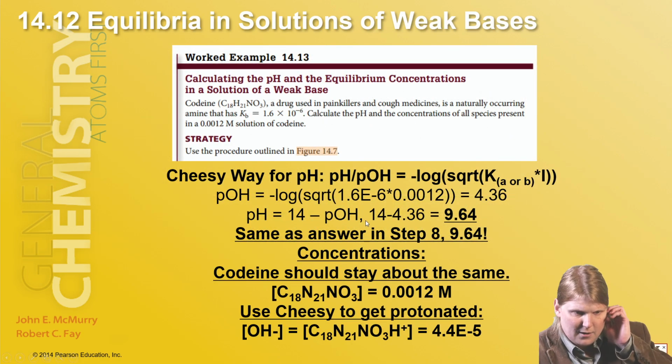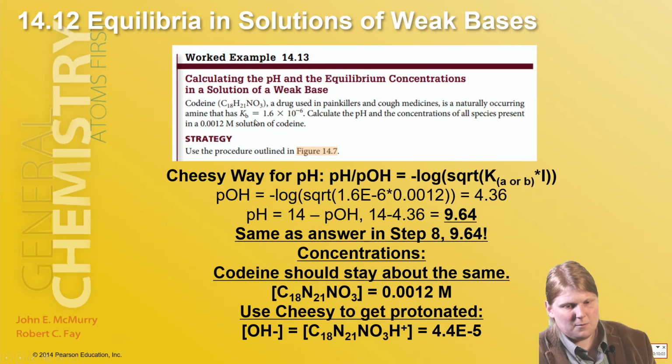So let's work this out using the drug codeine, which acts as a base. So it has a Kb of 1.6 by 10 to the minus 6. They gave us a concentration. I plugged this in the ICE equation, and I got the same answer that the book got. So that was really good. So we were able to get the pH.